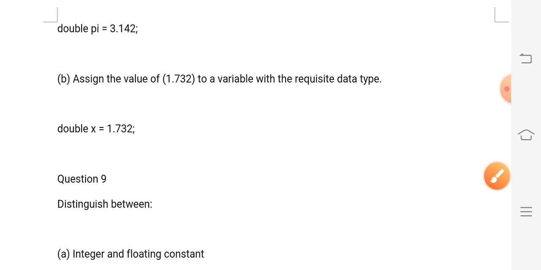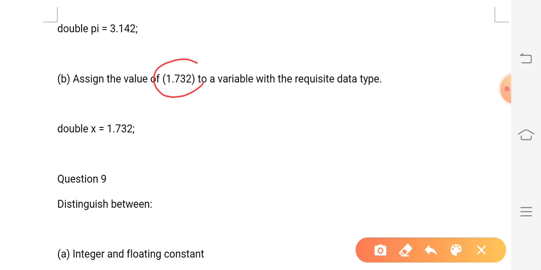Next one, assign the value 1.732. Now this value is again a fractional value, so either you can take float or you can take double, but already we have studied one point that by default the fractional values are considered as double type, so that's why it is better to take the fractional values into double type as compared to float. Okay, so double x is equal to 1.732.